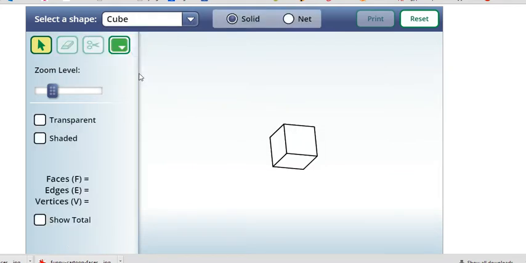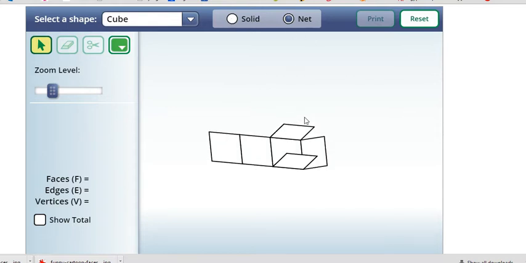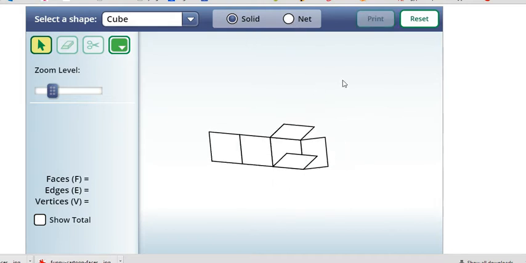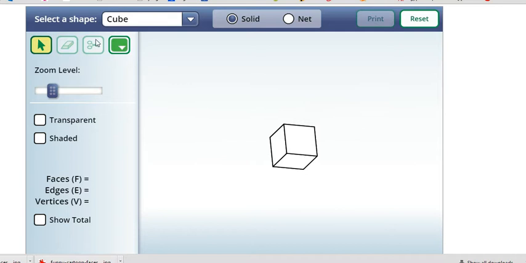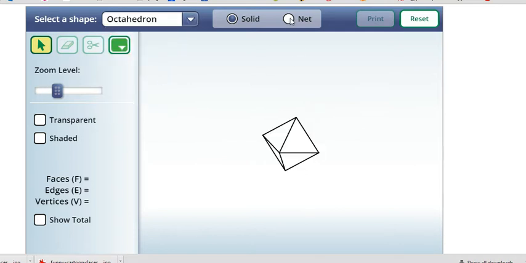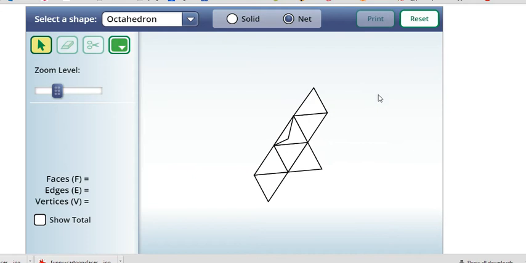Now the neat thing about this, watch what happens when I do the cube and I say do the net. Here's a solid. Isn't that cool? That's called a net. That's why I take this thing apart and put it back together. Now let's take a look at the octahedron and do the net with that.